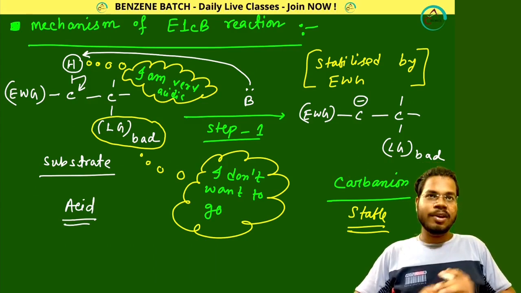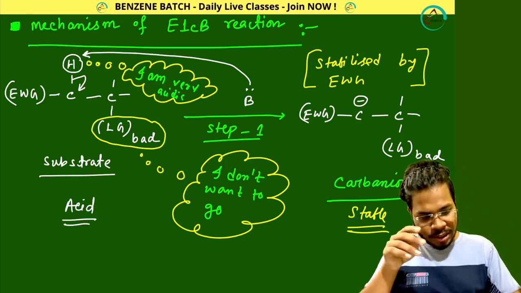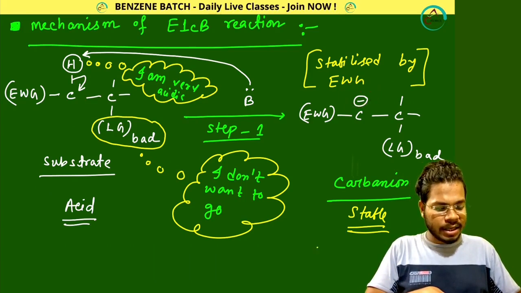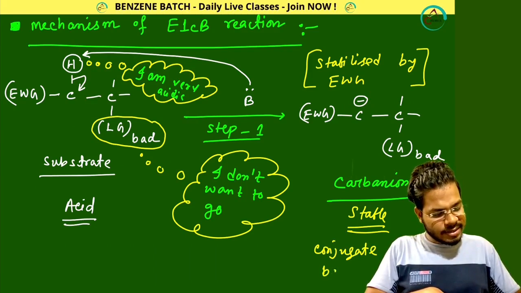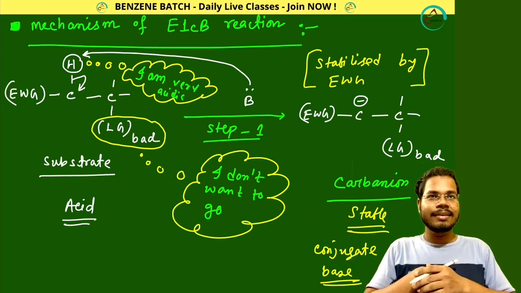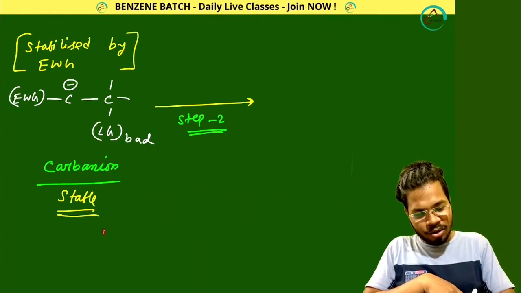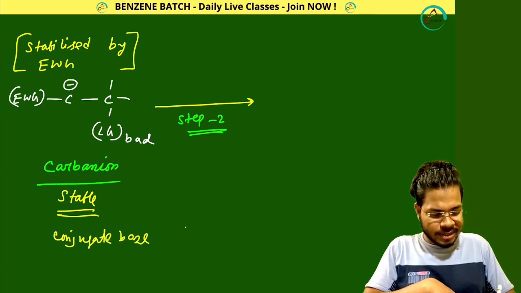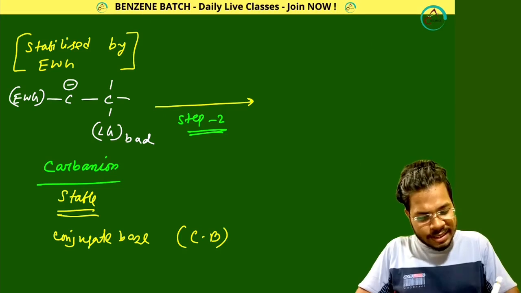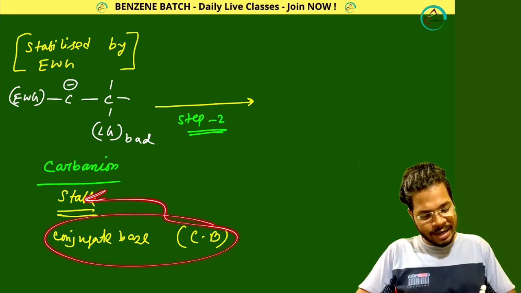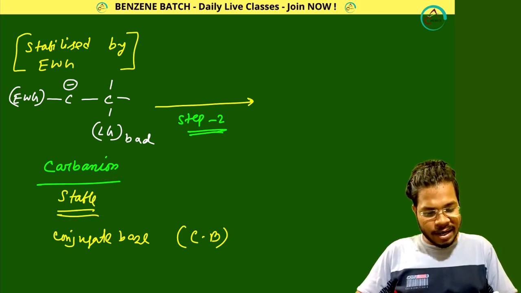And if it is an acid, because it is releasing H+, what product will I be getting? The product I will be getting has a negative charge. That means it will be called a conjugate base. So this is my acid, this is my conjugate base, or I can write it in shortcut as CB. Now this conjugate base will participate in step 2. This conjugate base is also stable and is also a carbanion, and it will participate in step 2.